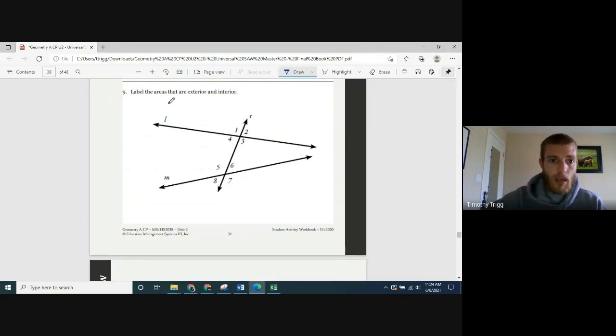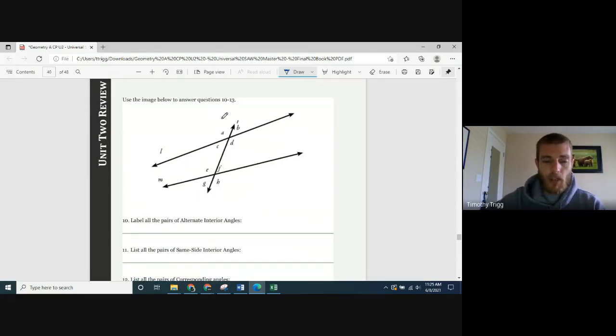Number 9. Label the areas that are exterior and interior. So we talked about this before. Interior is inside. So 3, 4, 5, and 6 are what we'd call interior angles. Okay, so these are interior. And 1 and 2 are exterior. And then 7 and 8 are also exterior. Interior, inside. Okay. Exterior, outside, right? Like the exit takes you outside. Okay.